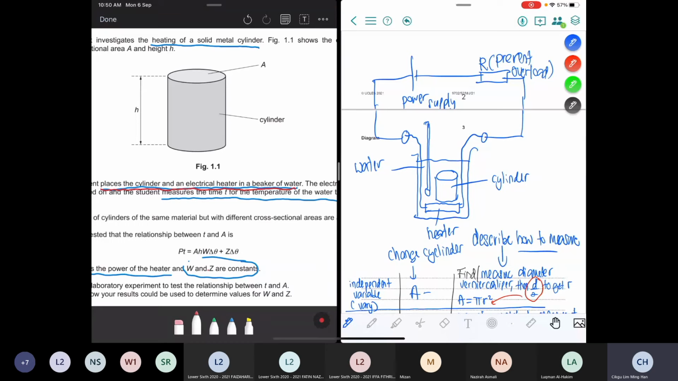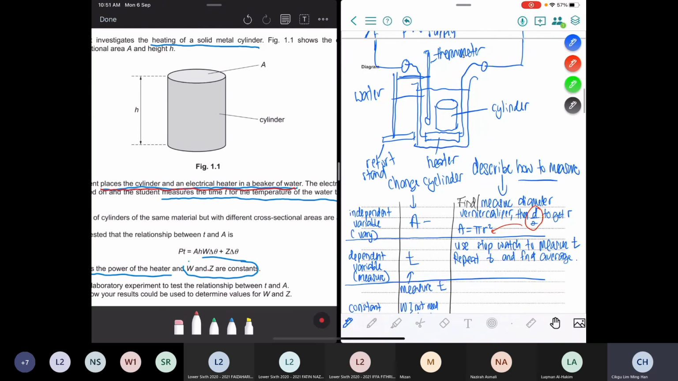Okay. Maybe this one is clamped by a retort stand somewhere here. Yeah, clamped by a retort stand. And then this one you label as a thermometer. Okay. And then what else we didn't label? Oh, we need a switch. Yeah, I forgot we need a switch here. Okay, we need a switch to turn on and turn off the circuit.